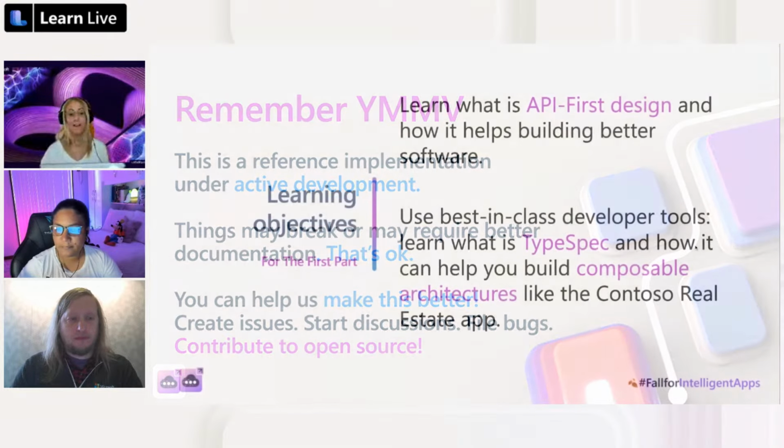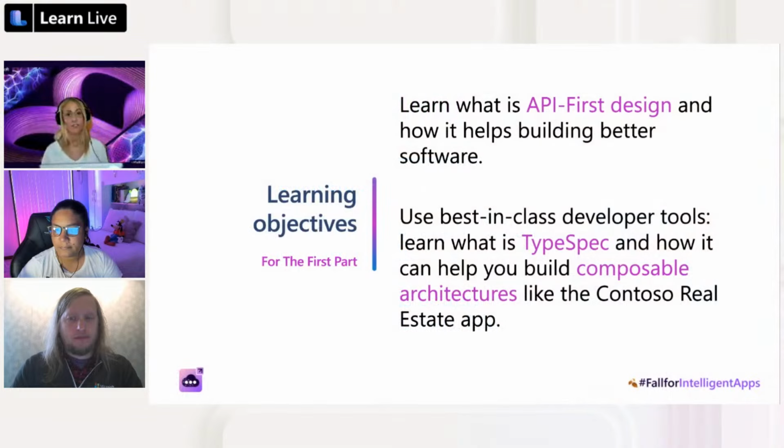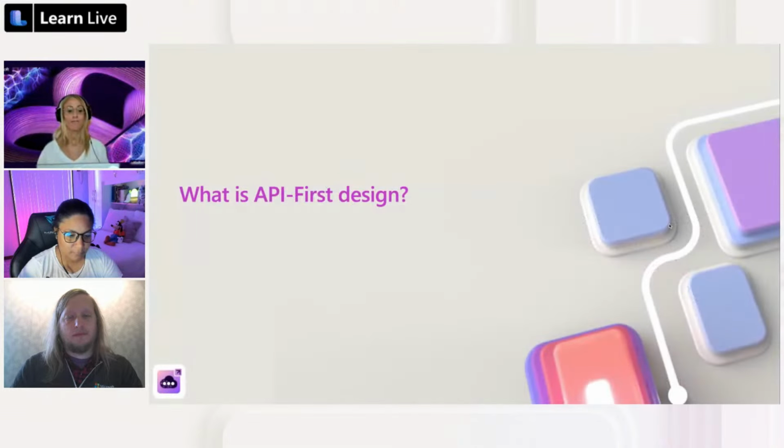And what are our learning objectives today, concretely? So at the end of the first part, because we have two parts for this episode, you'll have a good understanding of how API-first models help building better software, or better web software in this case, and what tools you can use to describe API shapes. So without further delay, let's get into the gist of it.